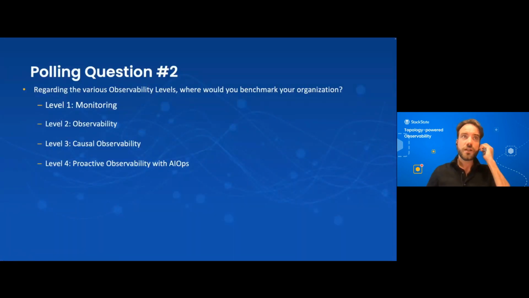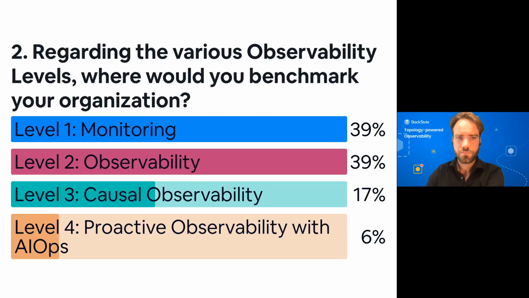So here's another polling question regarding the various observability levels. Where would you benchmark your organization? Is that at level 1 monitoring, level 2 observability, level 3 causal observability, or level 4 proactive observability, AIOps? Cody, is the poll up right now? And that's very cool.